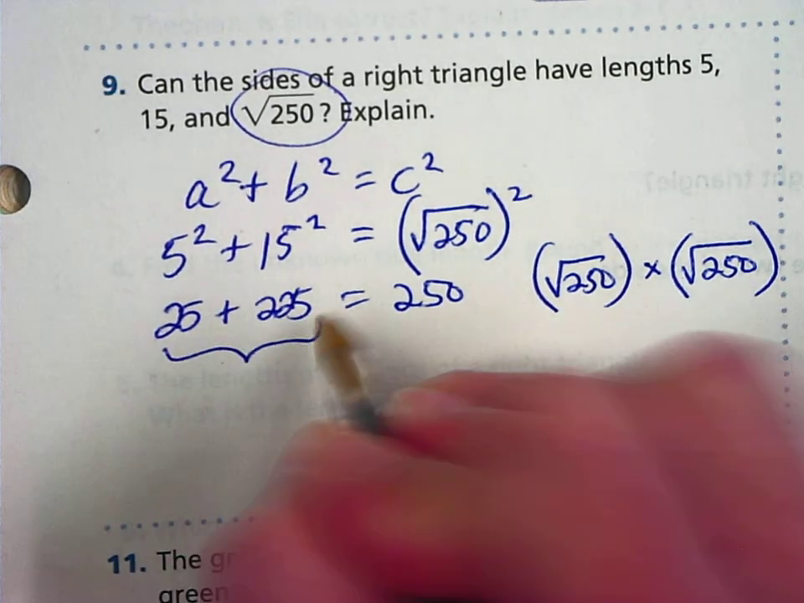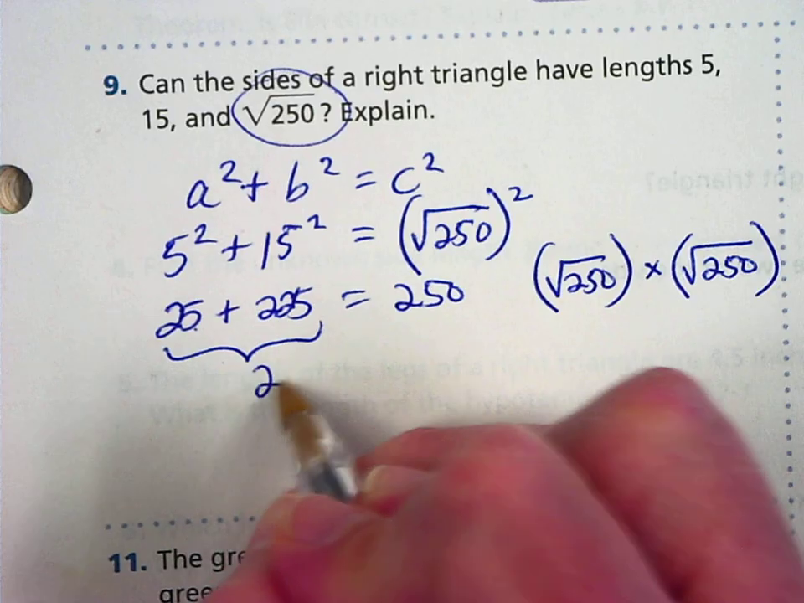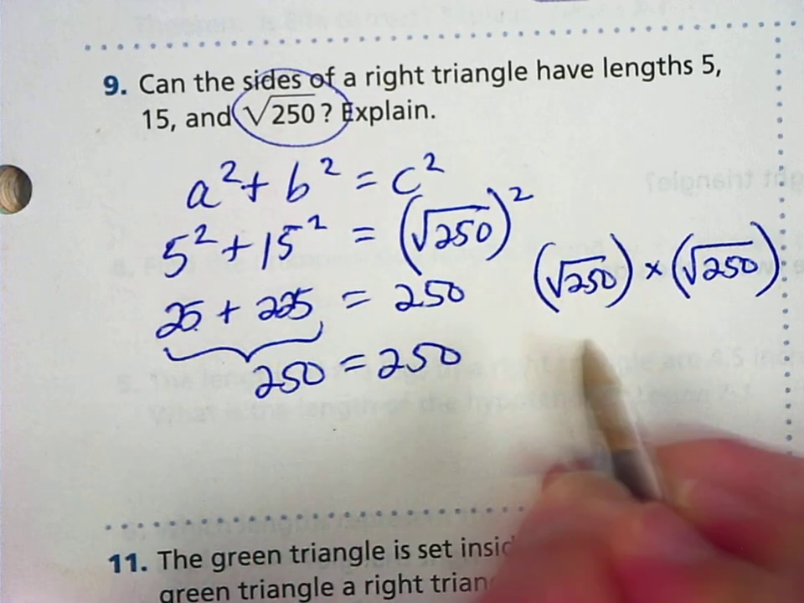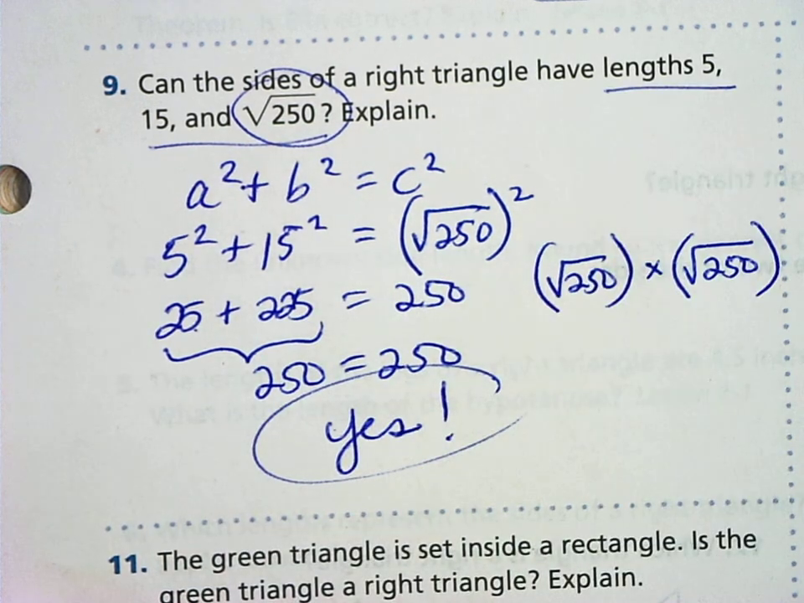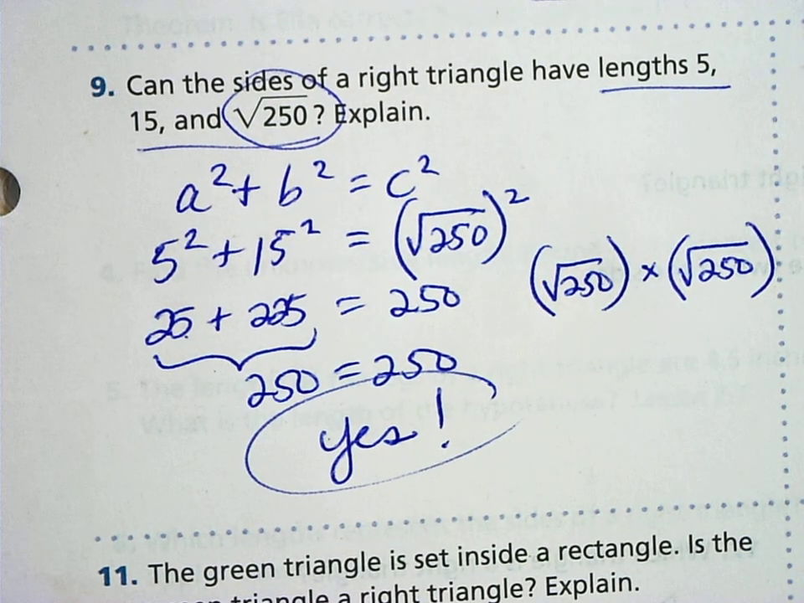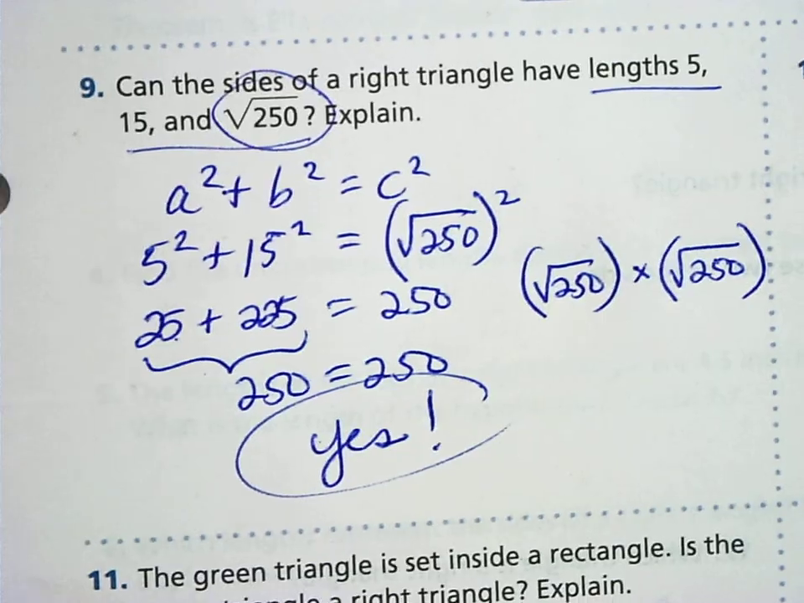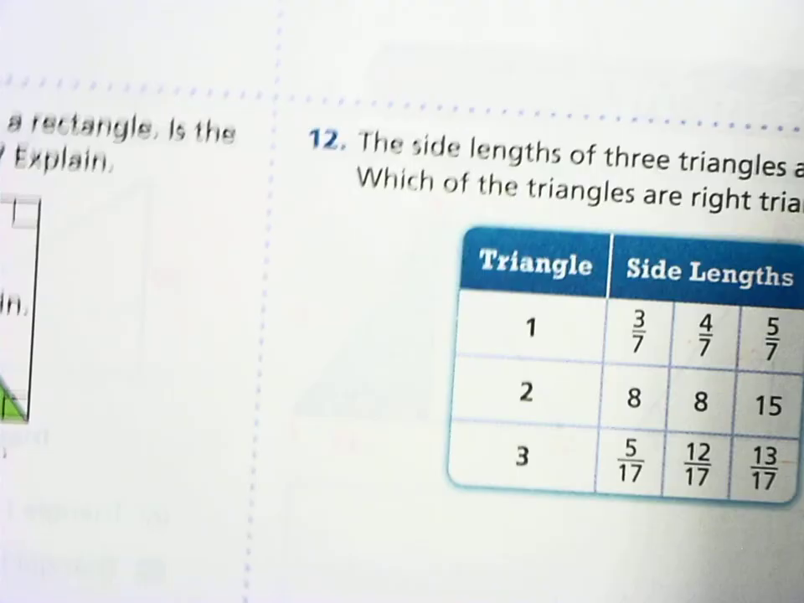So now let's add this side. 25 plus 225 is 250. So since 250 equals 250, yes, these are the lengths of a right triangle because a squared plus b squared does equal c squared. All right, let's try one with some fractions.